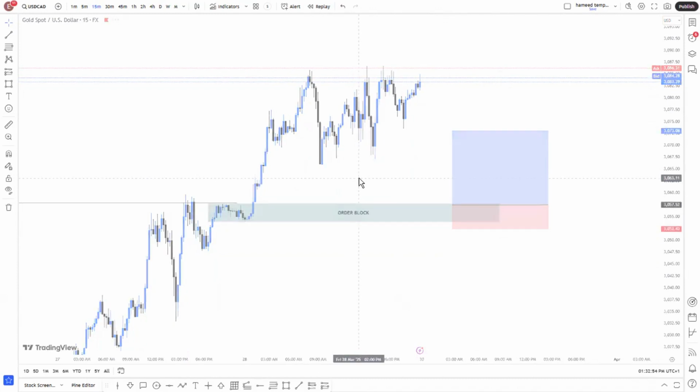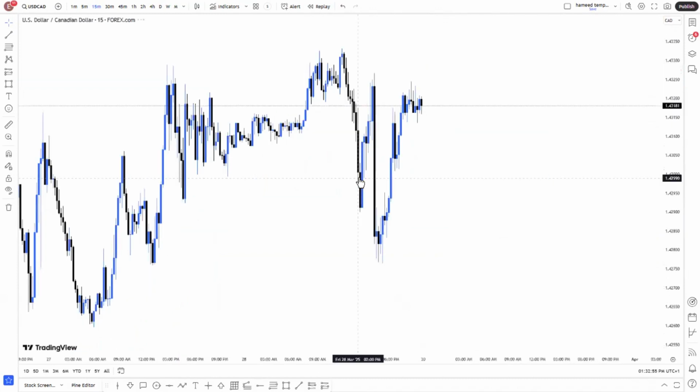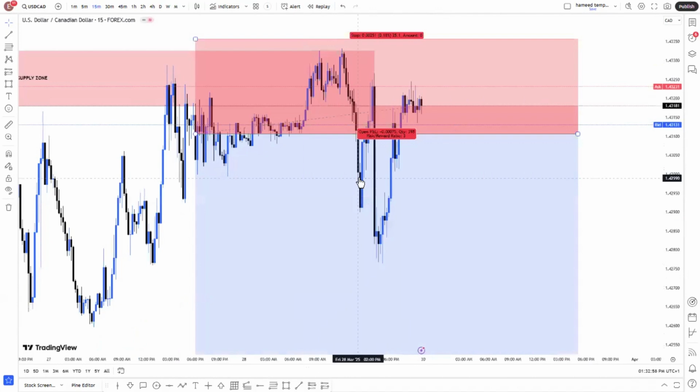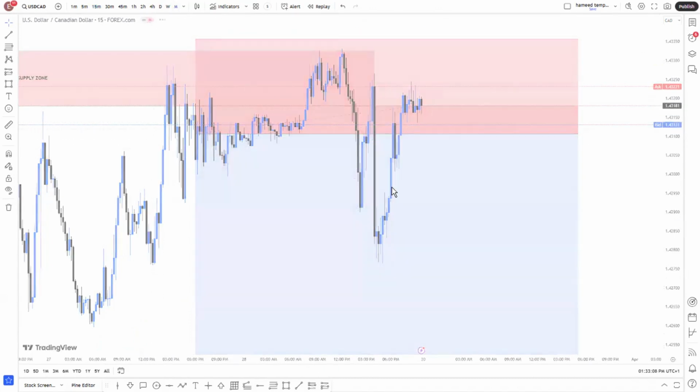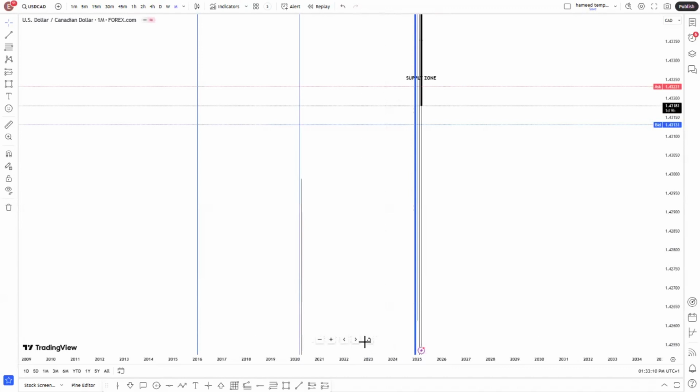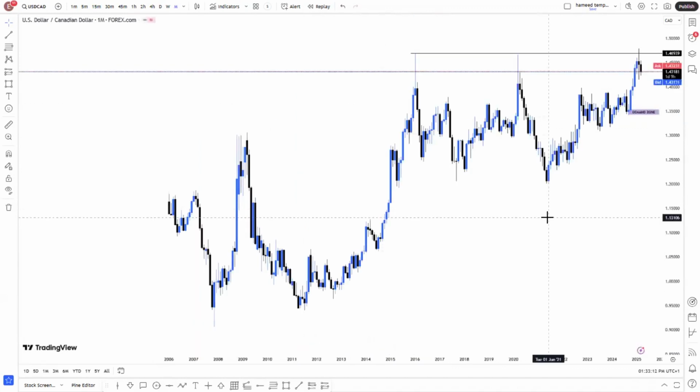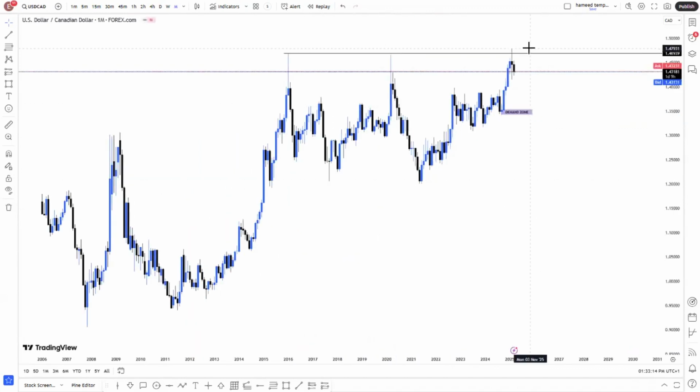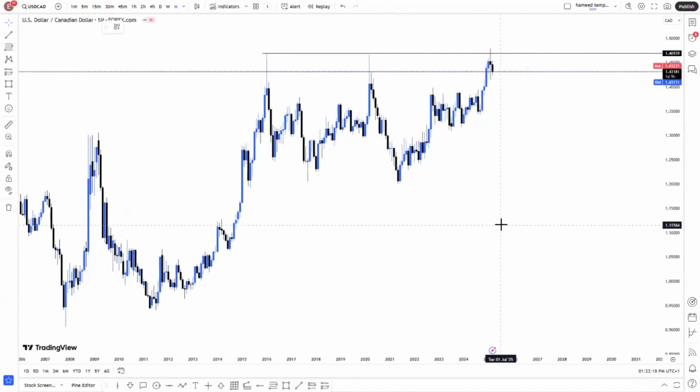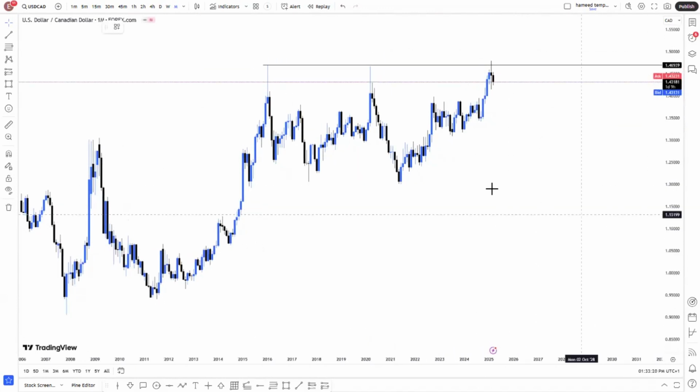Now let's go to USDCAD. As usual, we go to monthly time frame as well. In the monthly time frame, okay. On the monthly time frame here, USDCAD is looking interesting.